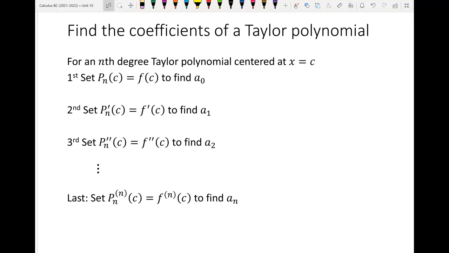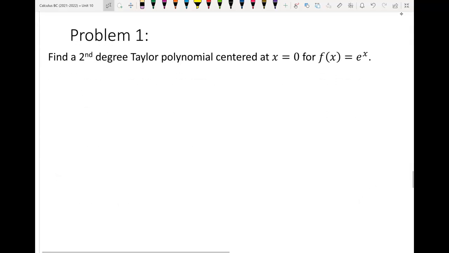All right. I'll give you some time to get that down, and then we will try one out for our f of x equals e to the x. Let's find a second degree Taylor polynomial centered at 0 for our function. We already did a first degree, right? That was our tangent line. Let's find that second degree Taylor polynomial, thinking about what we just said on the last slide: matching up the first derivatives, second derivatives, and so forth.